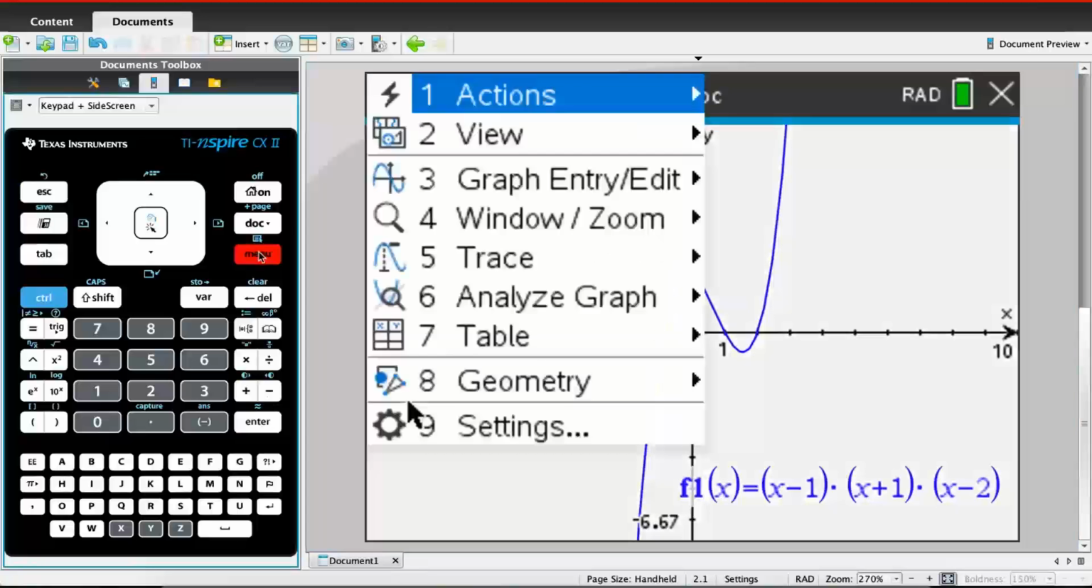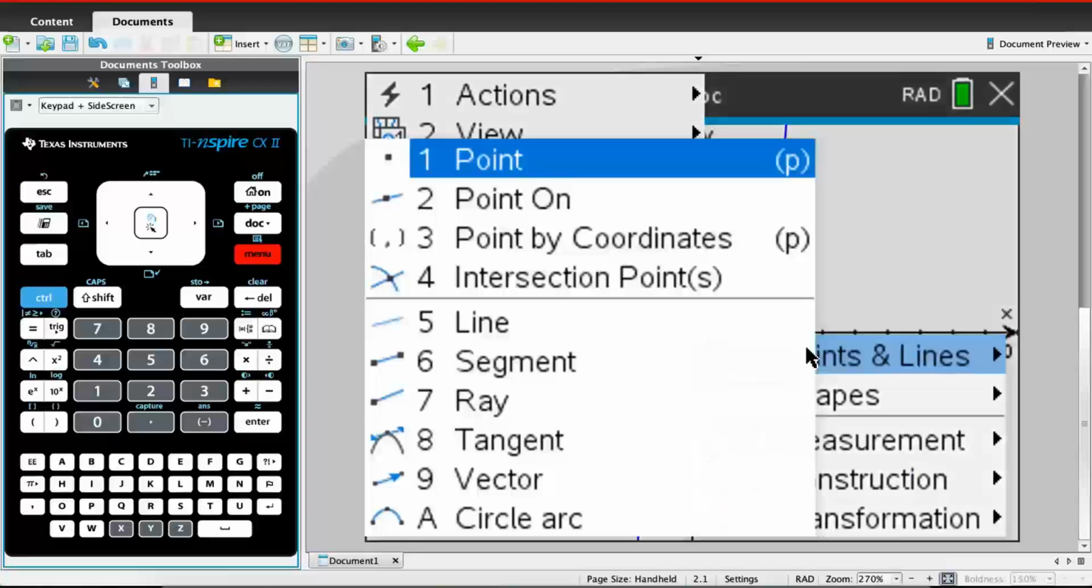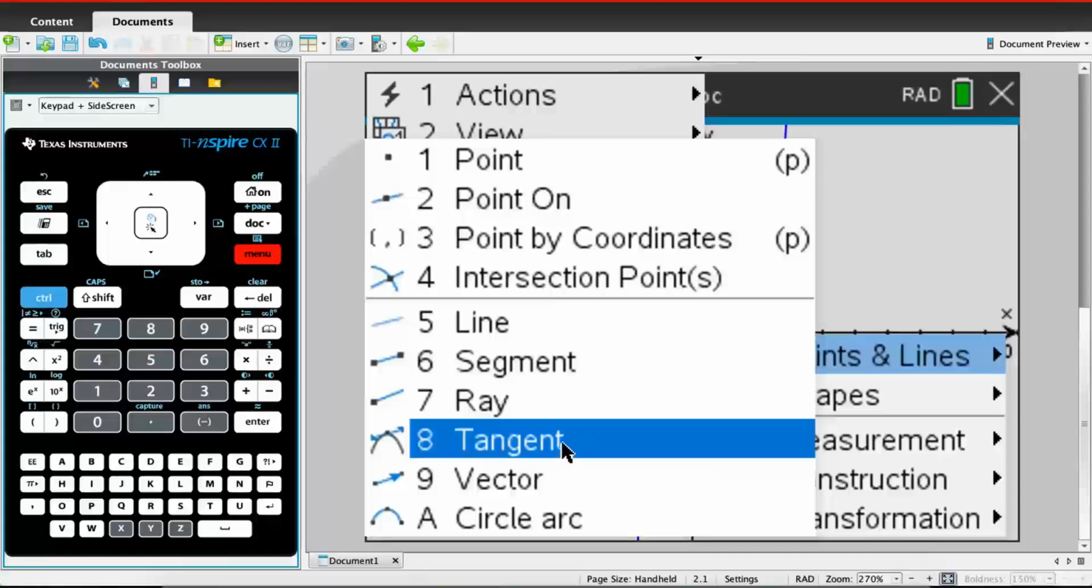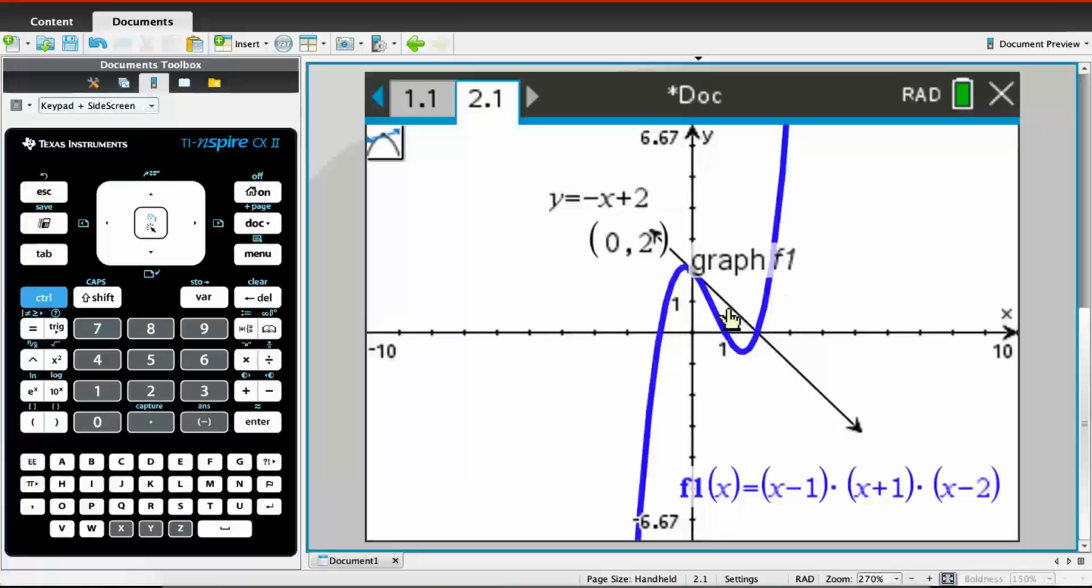Now I'm going to draw a tangent at that point. So menu, geometry, points and lines, tangent, and I know my tangent needs to go from that point. I grab the end of the tangent and just make it longer. I can see there that it appears as if my y-intercept is 0 and my tangent goes through the point x plus 2.